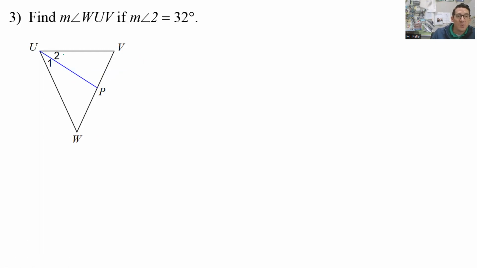So angle 2 is 32 degrees. Find angle WUV. So we are looking for the entire angle now, everything together. So angle 2 is 32 degrees, so angle 1 has to be 32 degrees because they're equal. So 1 and 2 together make up the whole angle U. If we add those together, that's going to be 64 degrees.